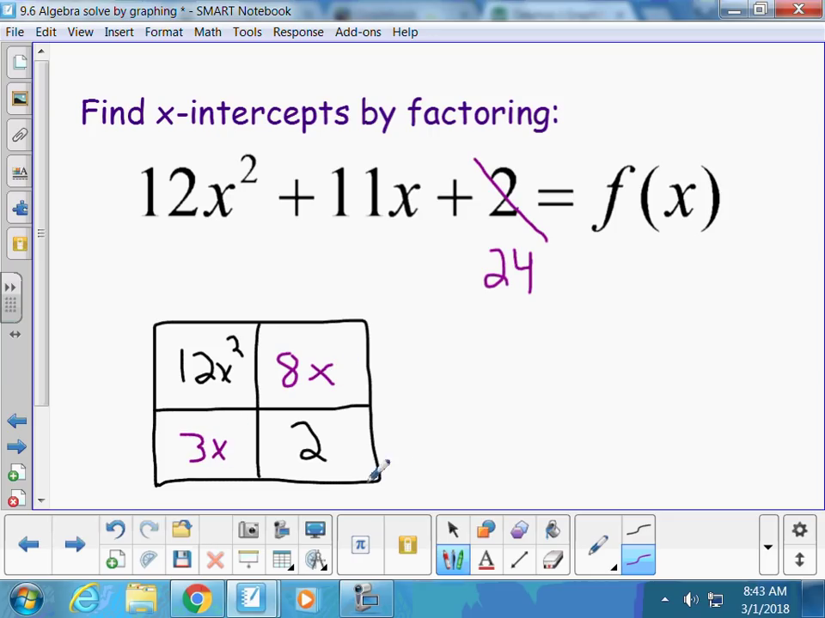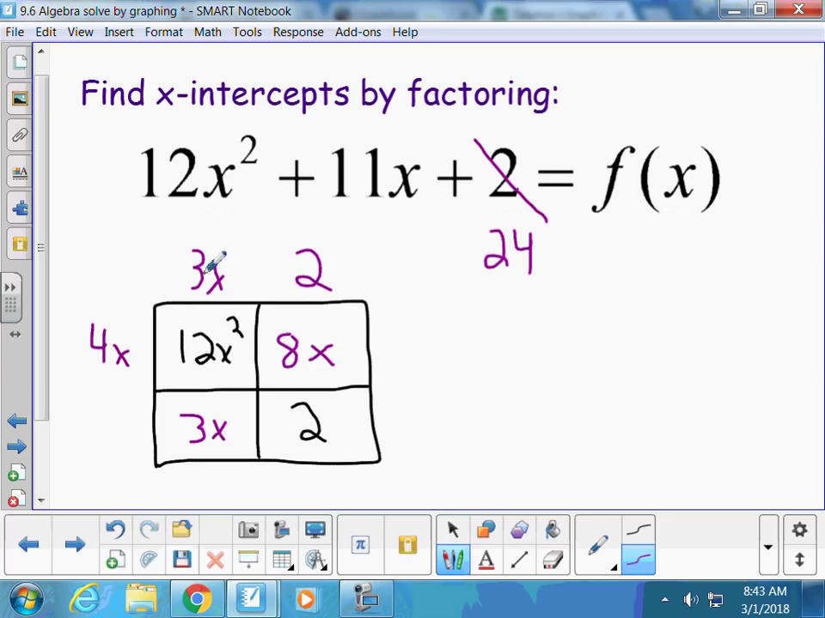Now, all you biology people, you're going to pull out your common factor in the top boxes, 4x, and then you're going to work your Punnett square backwards. 4x times what is 12x squared? 3x. 4x times what is 8x? 2. 3x times what is 3x? 1. And then 2 times 1 is 2, so it all works out.